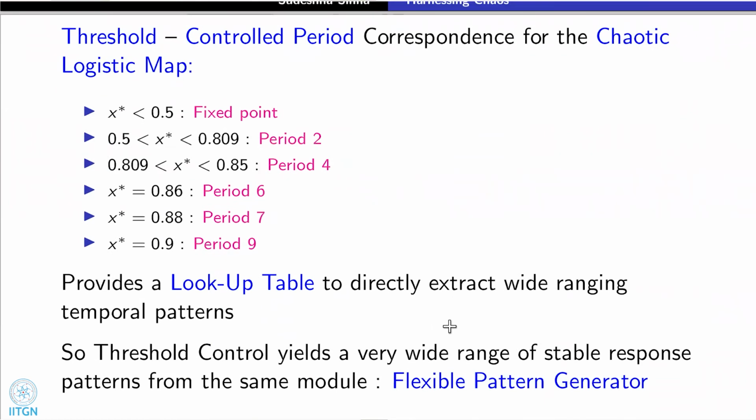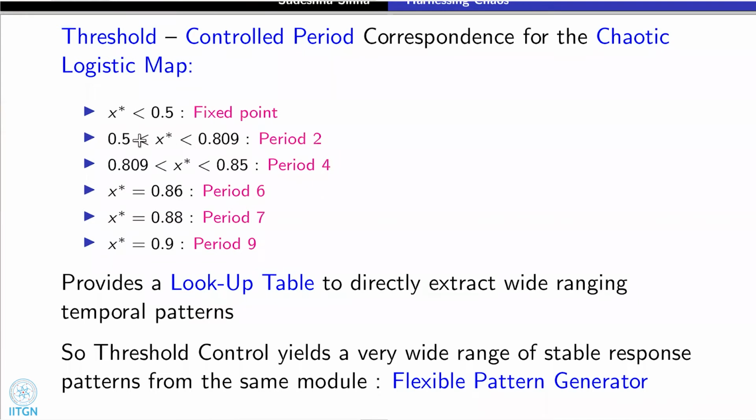So this is a correspondence table for threshold and the controlled period you get out of it. It is for that chaotic logistic map where R is equal to 4 in that example I gave, which is a completely chaotic system, with the attractor covering the full range 0 to 1. It's a full attractor. Now, if I put different thresholds, if I put half, for instance, I get a fixed point. So the whole chaotic system just sits at a fixed point.